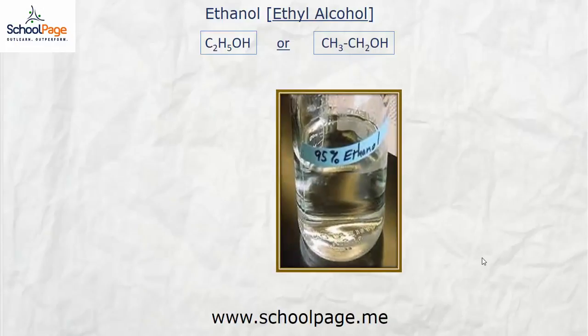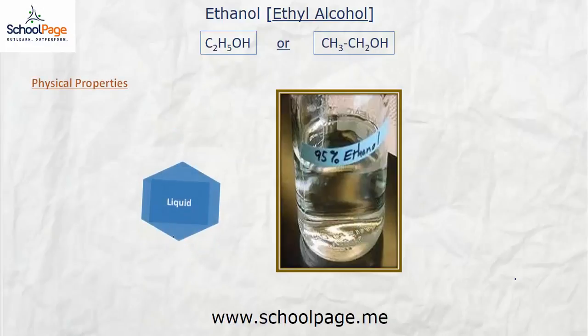Observe the liquid. Yes, this colorless liquid is ethanol. As you can see, it's written 95% ethanol, which means that there are 95 ml of ethanol and 5 ml of water. That is the concentration of ethanol which has been written on it. Now let's check out the physical properties of this liquid.